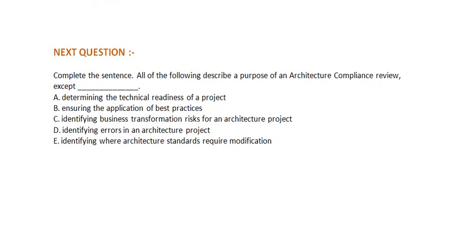Now, next question is, complete the sentence. All of the following describes a purpose of an architecture compliance review except option A, determining the technical readiness of a project. Option B, ensuring the application of best practices. Option C, identifying business transformation risk for an architecture project. Option D, identifying errors in an architecture project. And option E, identifying where architecture standards require modification. The correct answer is option C.